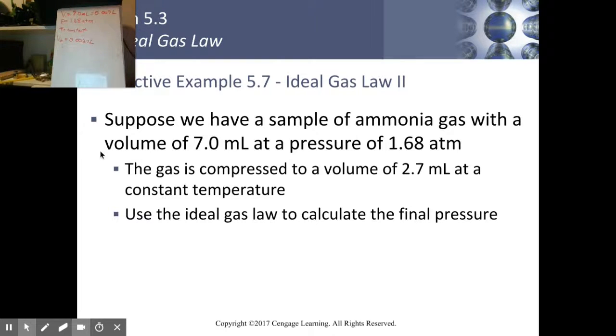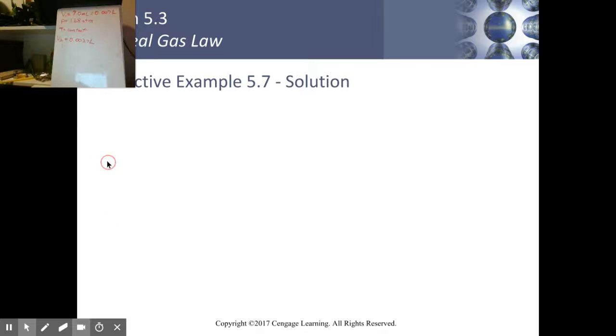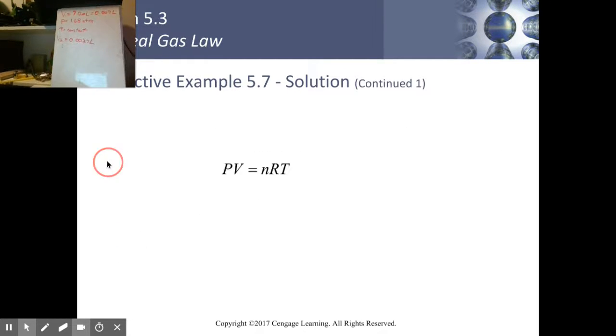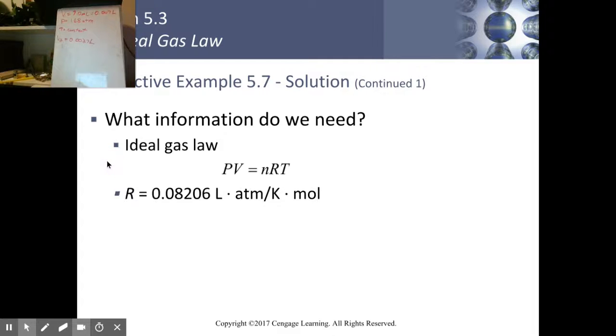And they want us to use the ideal gas law to calculate the final pressure. So just looking at this equation, we know that we have a V1 and a V2, temperature is constant, and we need a pressure, right? So let's figure out how we're going to do this using all of our gas laws. That's everything I already wrote down.